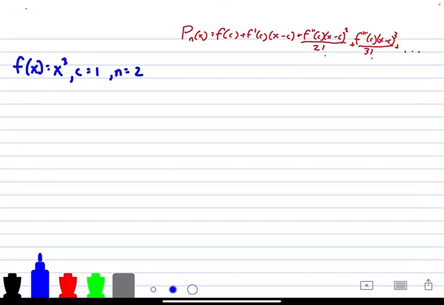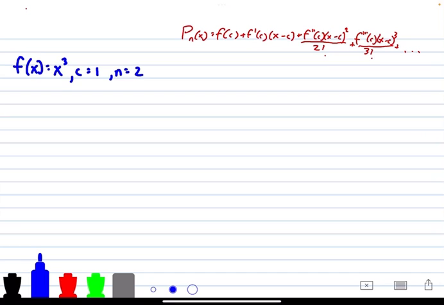I ran out of room, but of course that would continue for however many n's we have in there. So basically, if n was 5, we would go all the way up to (x minus c) to the 5th over 5 factorial. But like I said, we ran out of room there.